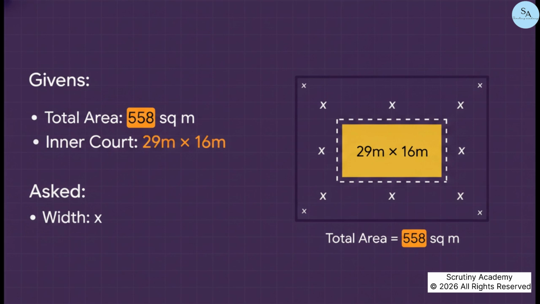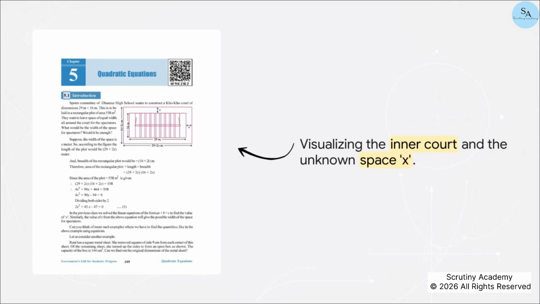So what is asked? The width of the spectator space. Whenever we don't know a value in math, we just give it a temporary nickname. Let's call this unknown x. Now, here's where it gets really interesting: how we take those numbers and make them real. The golden rule here: always draw the shape before you even touch a formula. Let's look at this diagram together.